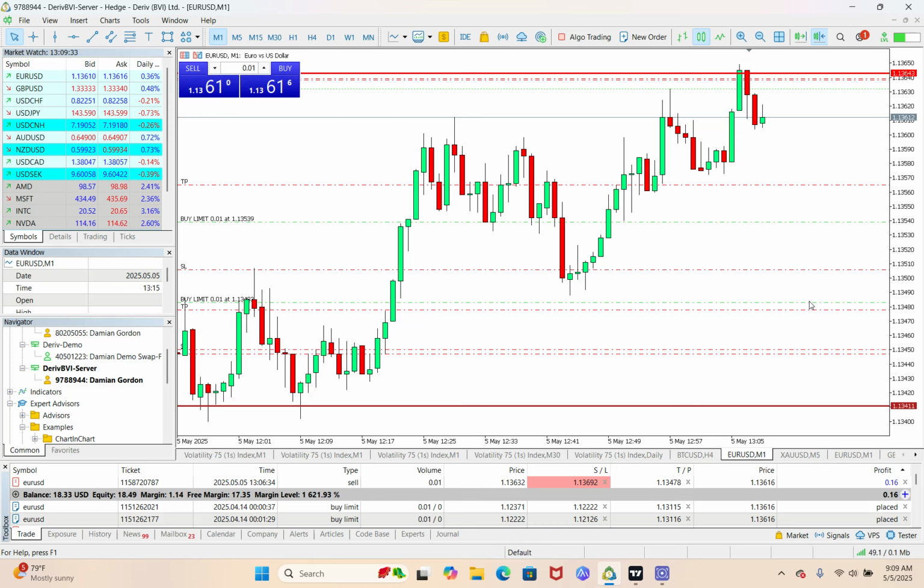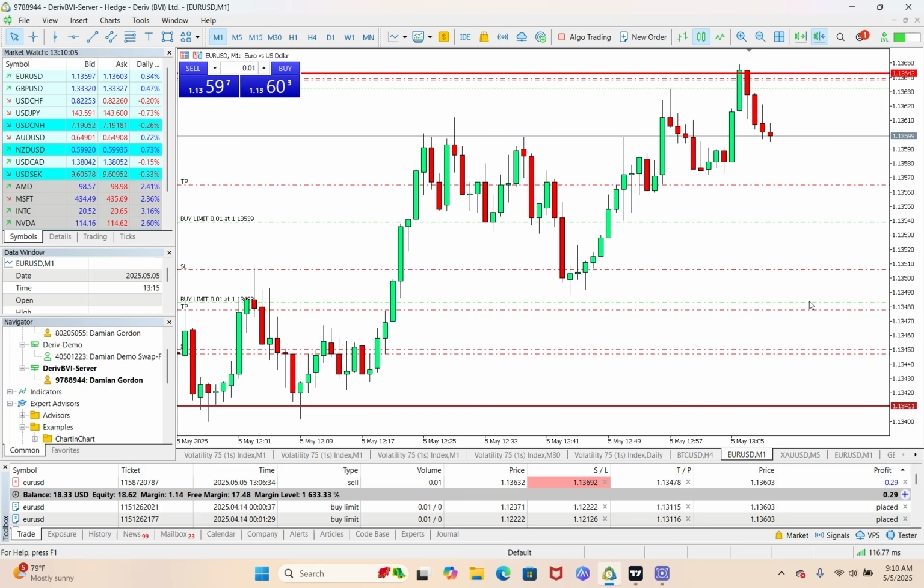Sellers and buyers at it. Sellers making another push to the downside. Buyers are trying to hold them out. Sellers making a move. Let's see if they can take it home for us. Sellers making a move to the downside. Buyers are supporting still. Let's see if buyers can find an answer.